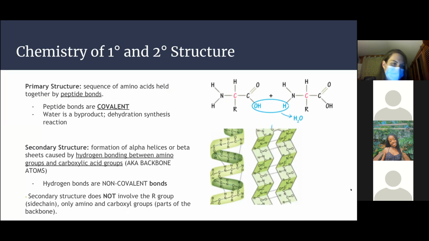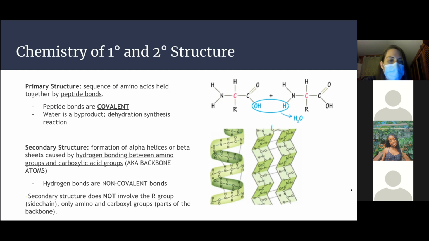For secondary structure, the only bonds we care about are hydrogen bonds, which happen between backbone atoms. Secondary structure, just like we said, is the formation of alpha helices and beta sheets. They're held tightly together by hydrogen bonding between the amino groups and the carboxylic acid groups, or just the backbone atoms in general. It's important to know that hydrogen bonds are considered non-covalent bonds, and the non-covalent bonds for this class are weaker than covalent bonds.